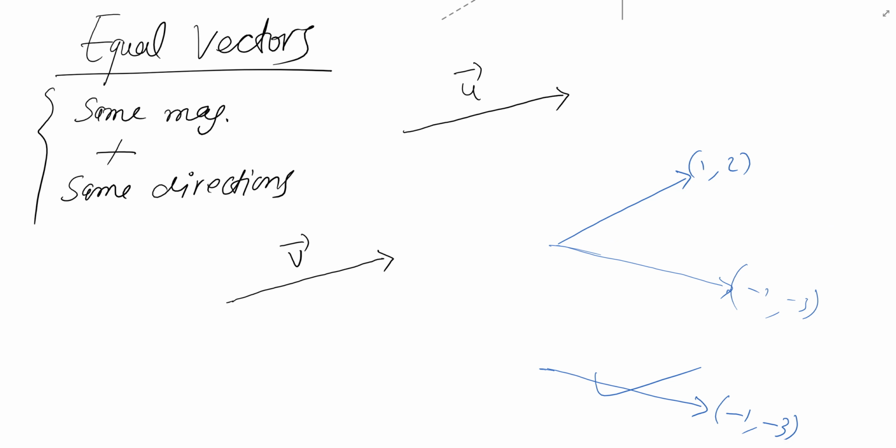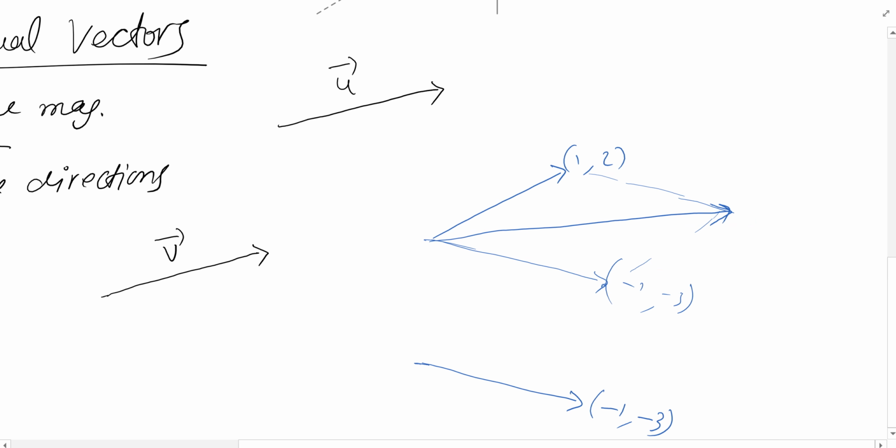Now let's make the resultant. The resultant is going to be the diagonal of this parallelogram. And how do we add them? Component-wise: 1 minus 1 is 0, and 2 plus negative 3 is -1. So that is the sum of those two vectors. That was u, this was v, so I moved it right there, then I added them up.